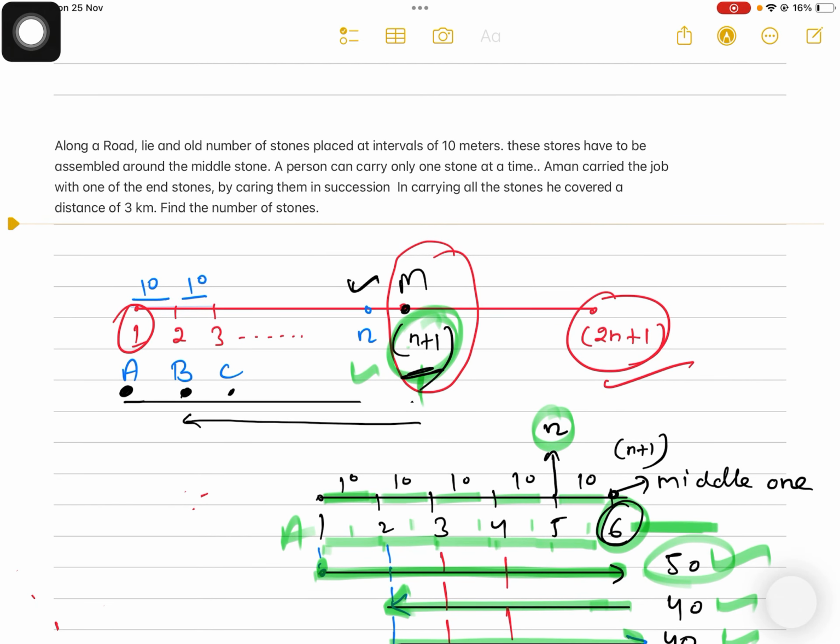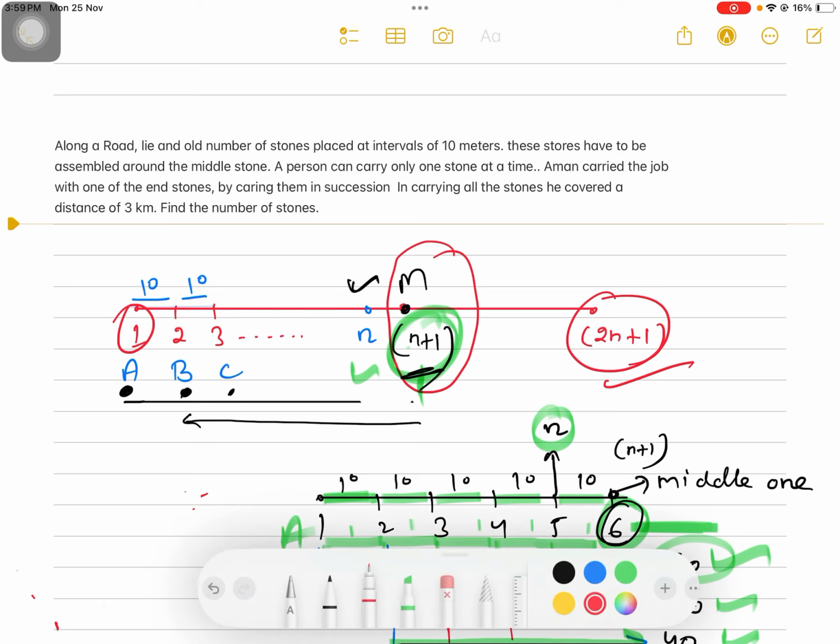One of the AP hot questions. Along a road lie an odd number of stones placed at intervals of 10 meters. These stones have to be assembled around the middle stone. A person can carry only one stone at a time. A man carried the job with one of the end stones by carrying them in succession. In carrying all the stones, he covered a distance of 3 kilometers. Find the number of stones.